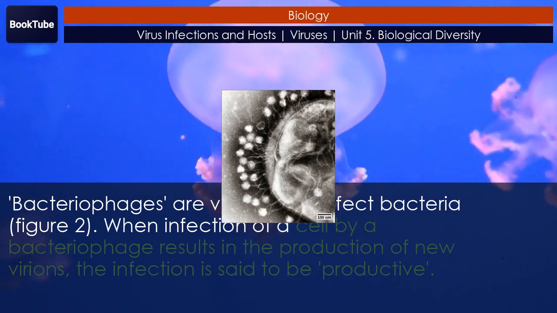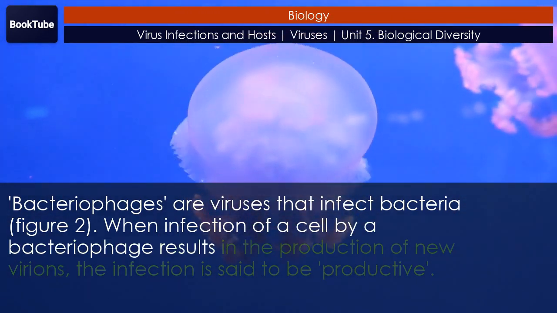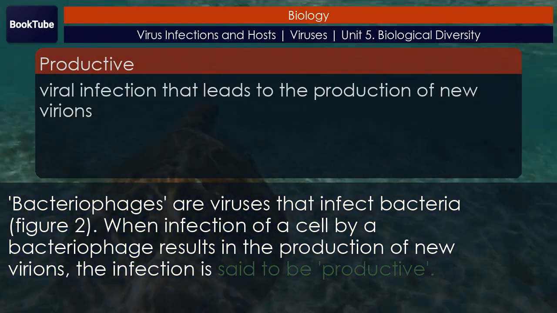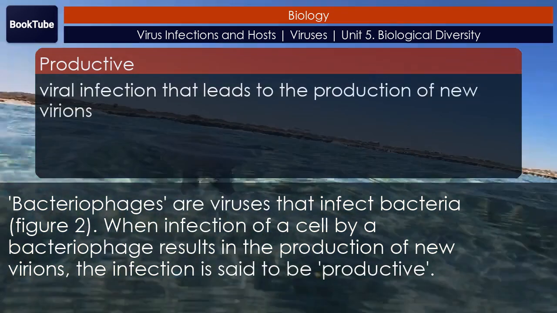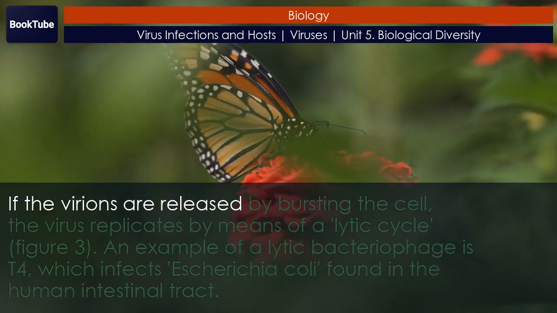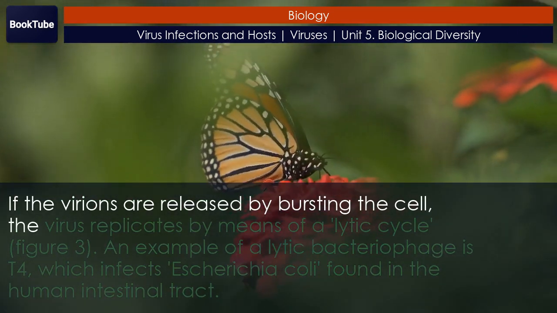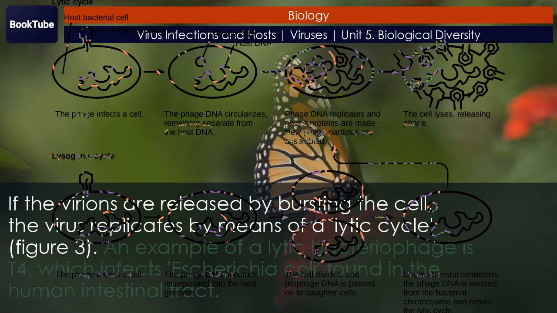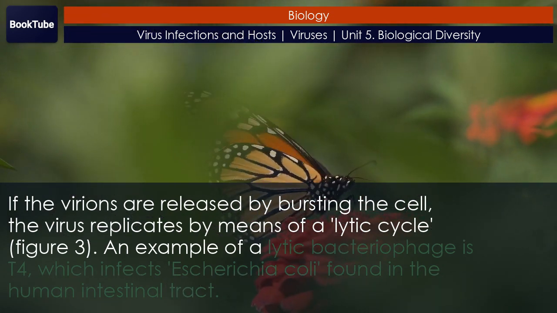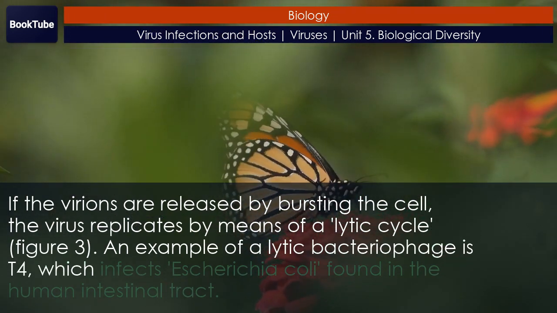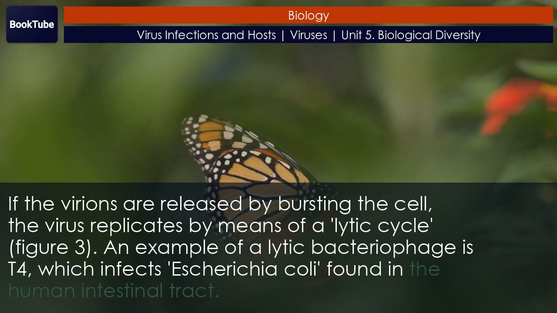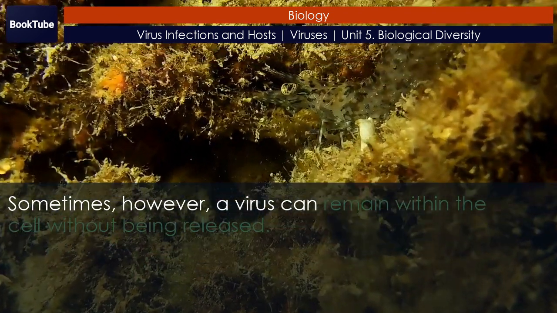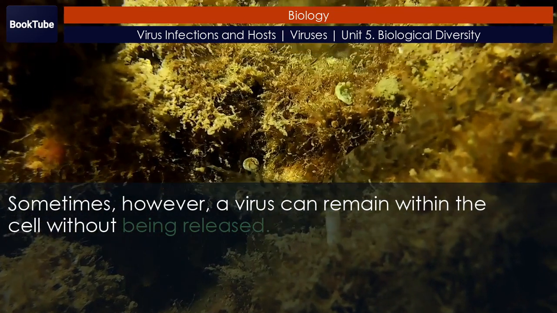Figure 2. When infection of a cell by a bacteriophage results in the production of new virions, the infection is said to be productive. If the virions are released by bursting the cell, the virus replicates by means of a lytic cycle. Figure 3. An example of a lytic bacteriophage is T4, which infects Escherichia coli, found in the human intestinal tract. Sometimes, however, a virus can remain within the cell without being released.